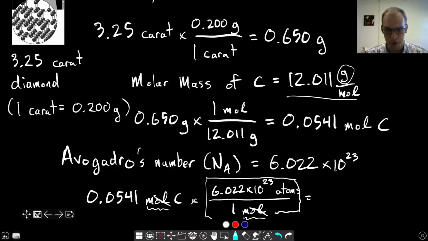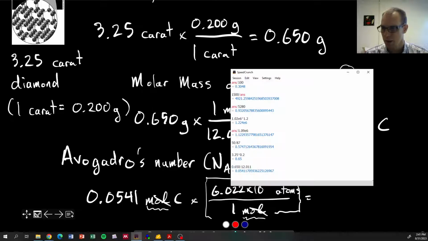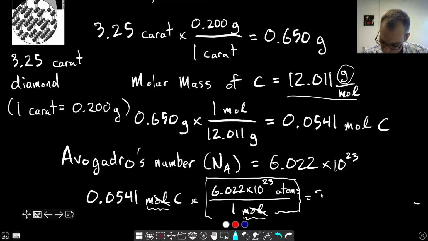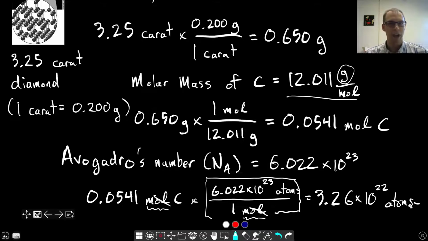Okay, so we can again plug that into my calculator. So we have our answer there. I'll just multiply this by 6.022 times 10 to the 23, and that gives us 3.259, just rounding, times 10 to the 22. That's this E22 on the end. So we'll round it up to 3.26 times 10 to the 22. And there we have it.